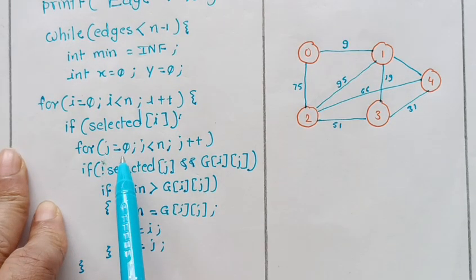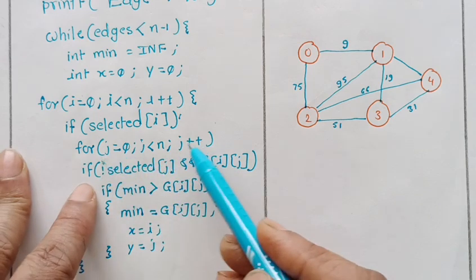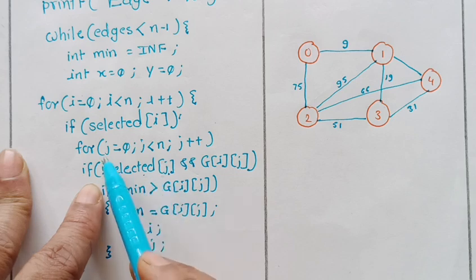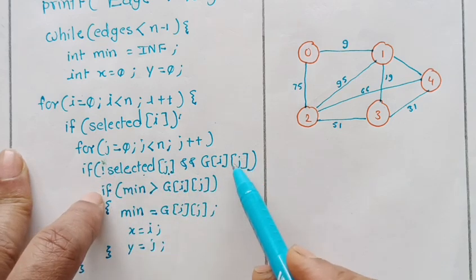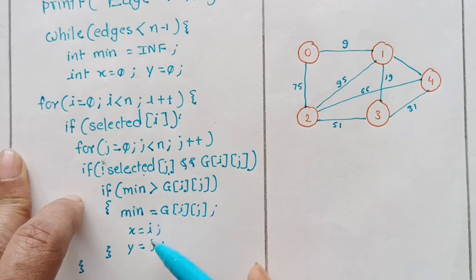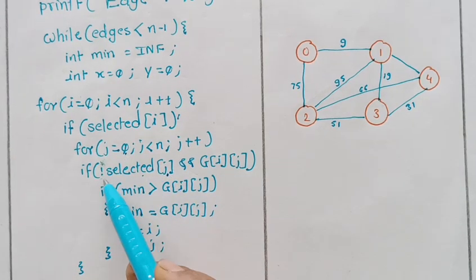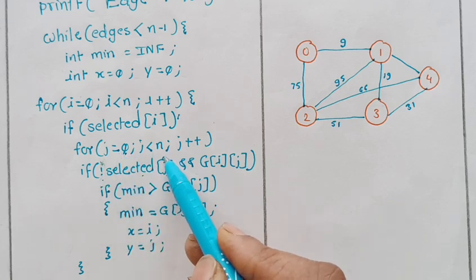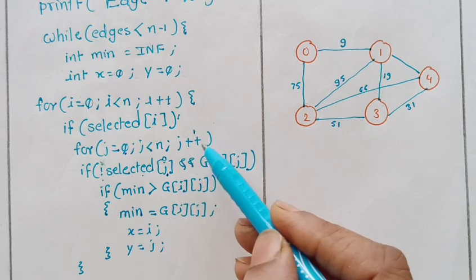So for j equal to 0, j is less than n and j plus plus, this for loop you are continuing. So if not selected of j, if j is not selected and g of i j is not 0, then we have to execute this statement. We can see here, j is 0 now, selected of 0 is selected here, so this condition will become false. So it will not execute this statement, and j will be incremented by 1, so 1 will come.